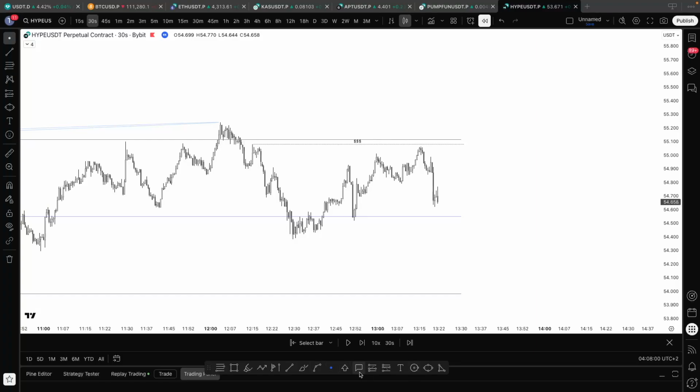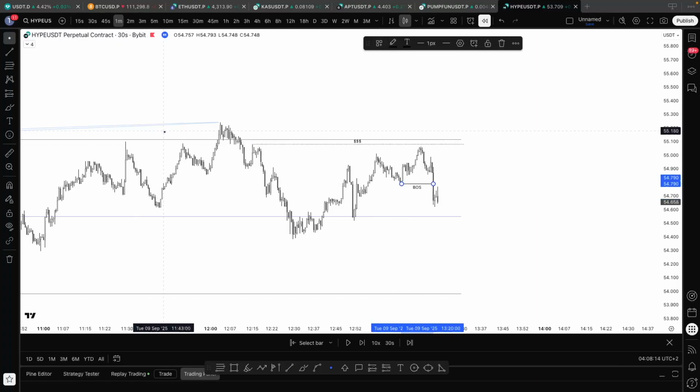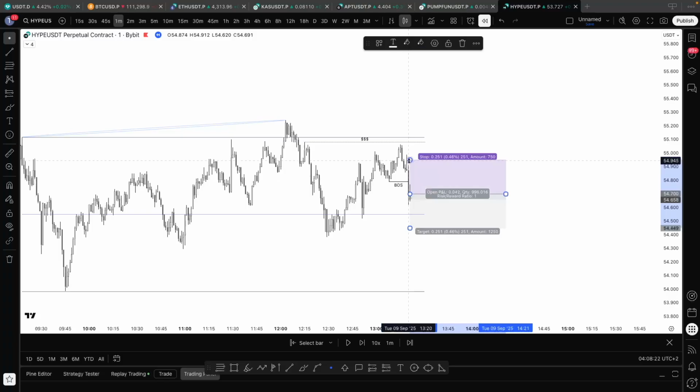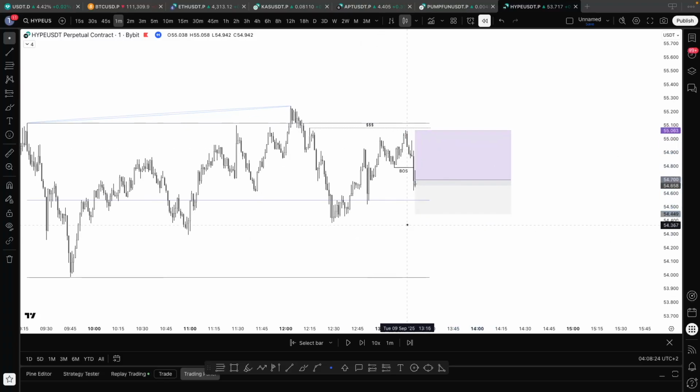So your structure is going like this. It's going higher. You make a higher low. It's going higher high, higher low, higher high. All right. So this is going to be your break of structure. So put it on your chart. This is your break of structure. And there's your entry going to be. Because let's see where it closes. It closes right there. So your entry would have been a bit lower. It would have been right here. So the RR wasn't the best for this trade.